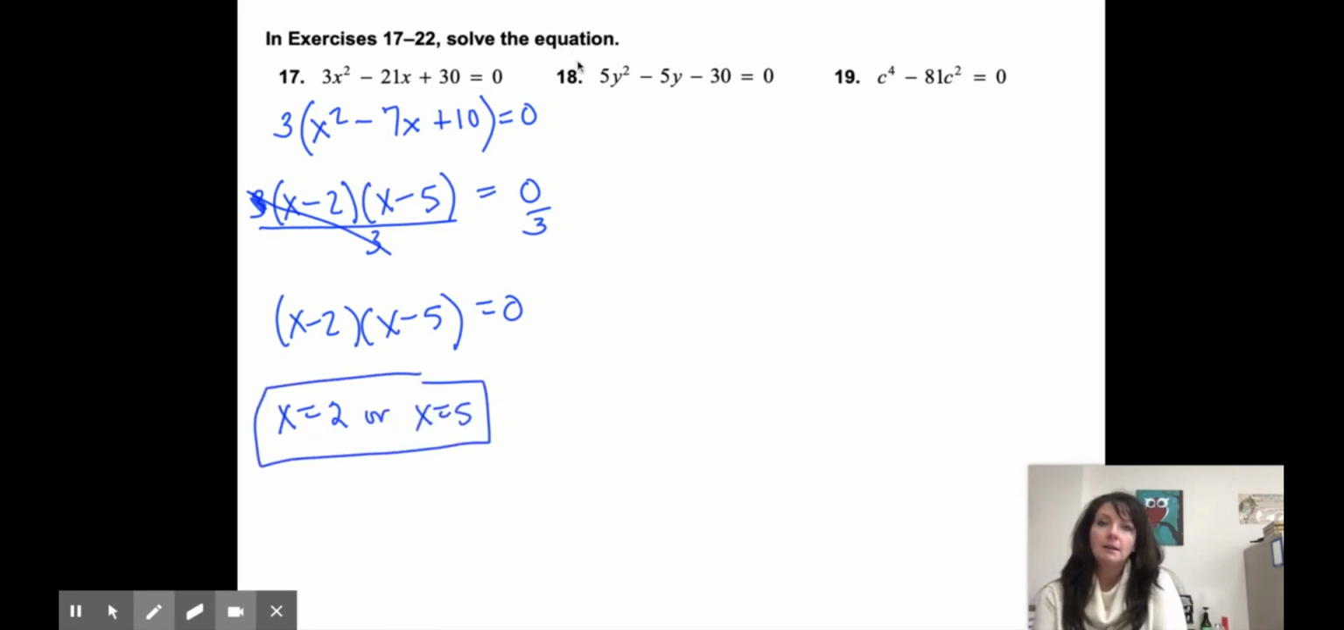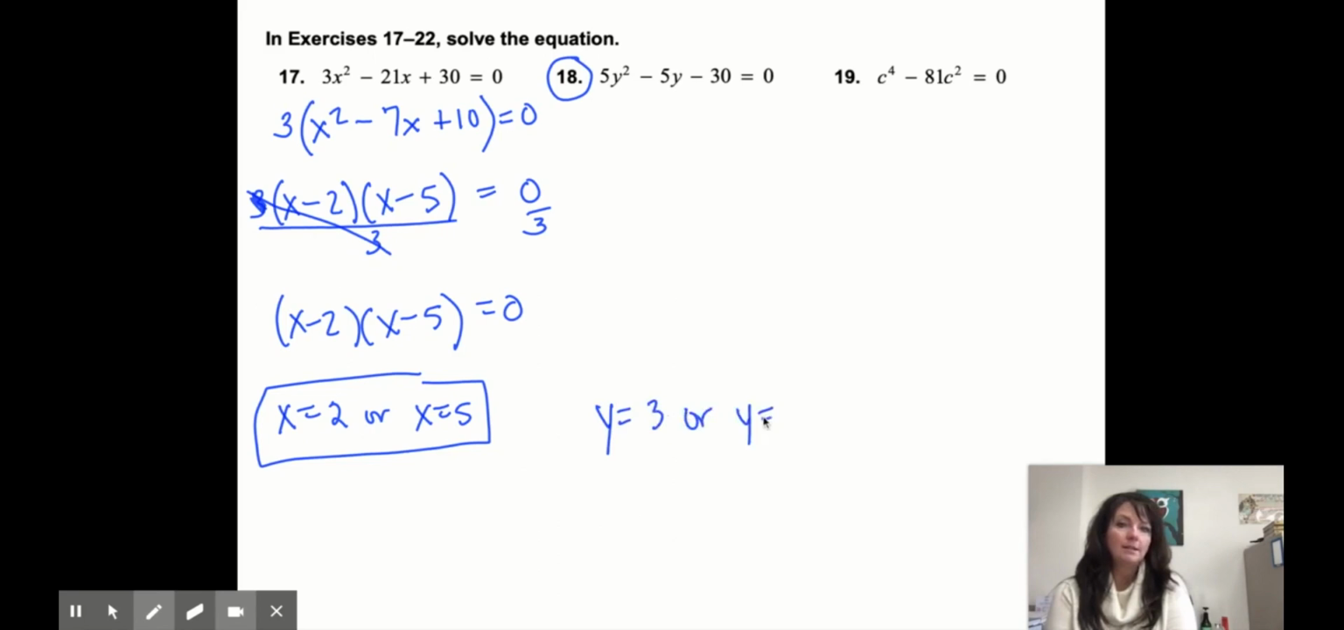All right, number 18, go ahead and factor completely and work that out. And then it looks like for here, y would be equal to 3 or y is equal to -2, just so you can check your work and make sure you did it correctly.